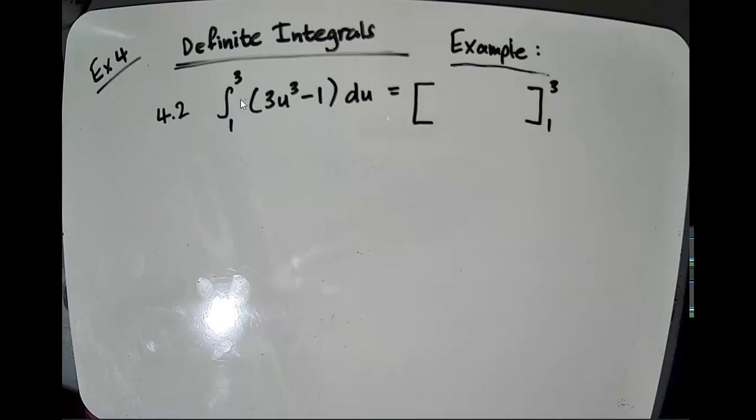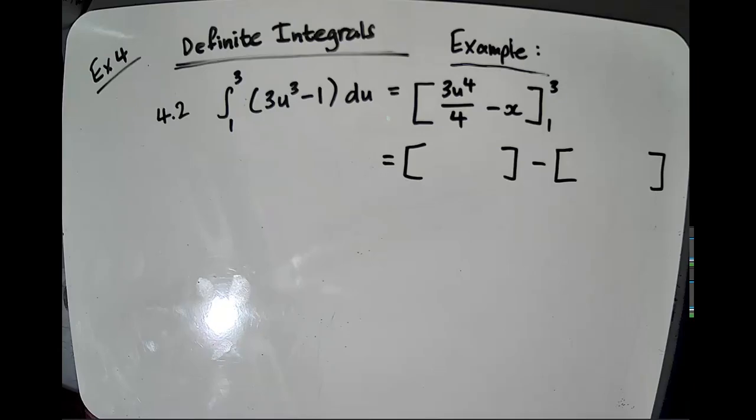Right. The next one, we have 4.2. We are going to substitute the points 3 and 1. But first we have to do integration on that bracket. So this will give us 3u to the 4 over 4. Add 1 to the exponents and divide by the same exponents, minus x. Right, then we're going to substitute the first point into these brackets. Don't forget there'll be a negative.